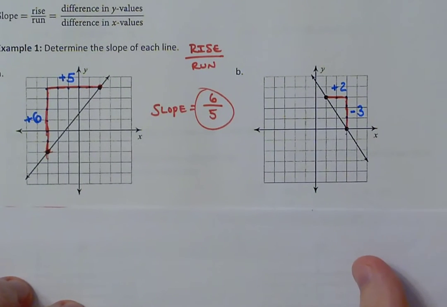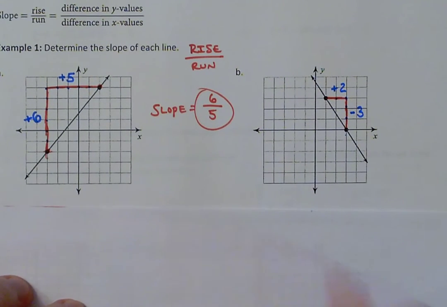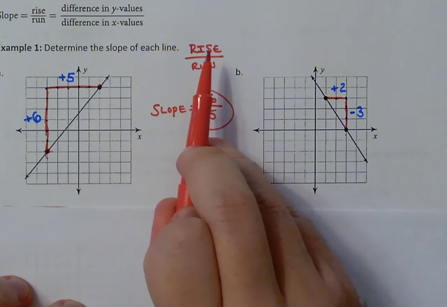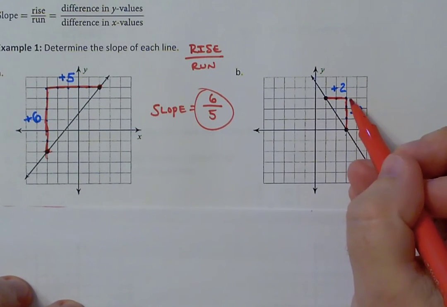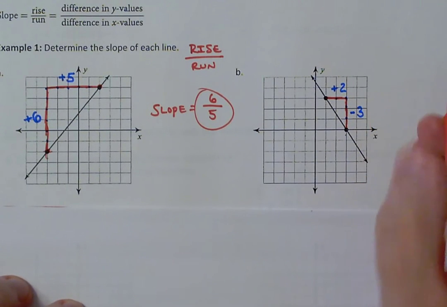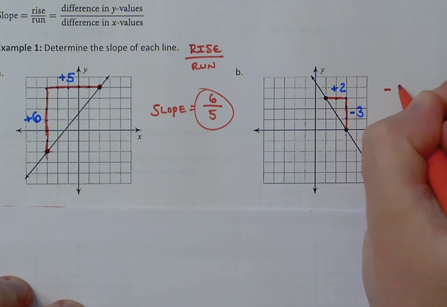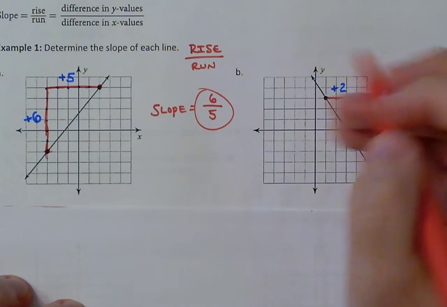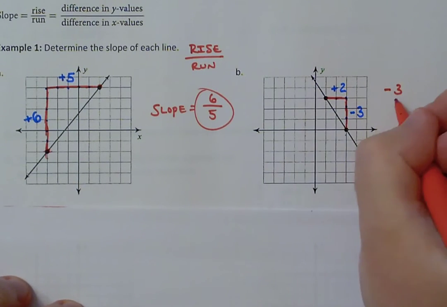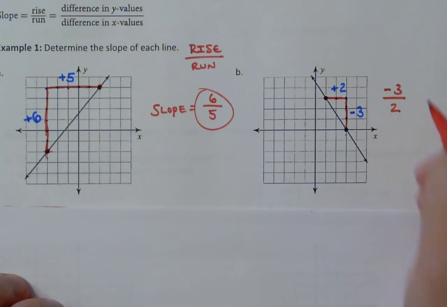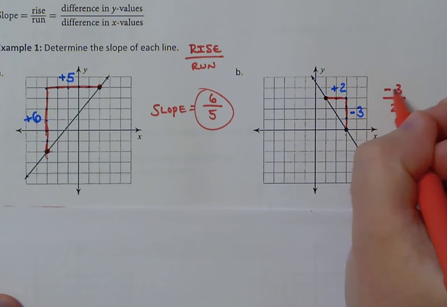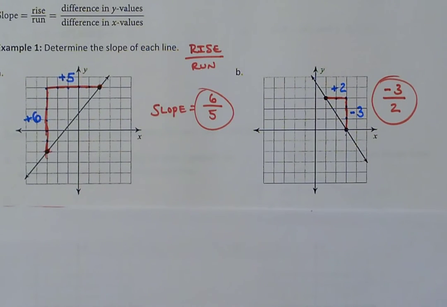So if I'm writing my slope for this problem, remember, slope is rise over run. So my rise is negative 3, because I went down 3. And then my run is going to be positive 2. So I have negative 3/2. Now, there is no simplifying involved because I do not have 2 negatives, and I can't simplify this further. So my slope is just negative 3/2.